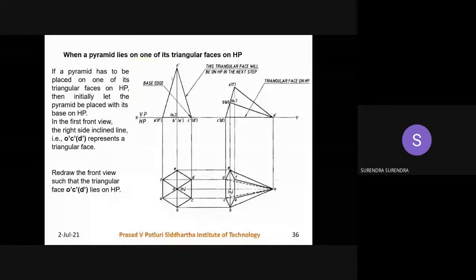So if it is in initial position, the pyramid is resting on its base with the axis vertical. But indirectly it is given that it is resting on one of its triangular faces. It means it is in a position like this, with the base inclined to the xy line and the axis inclined to the horizontal plane. Axis is inclined to xy in front view means axis is inclined to HP. In this position you have to complete the front view and top view.